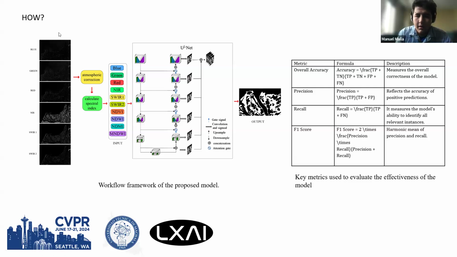And as a final thing to mention, these are the metrics used to evaluate the effectiveness of the model. In many previous studies about mangroves, these metrics are used. They are overall accuracy, precision, recall, and F1 score.